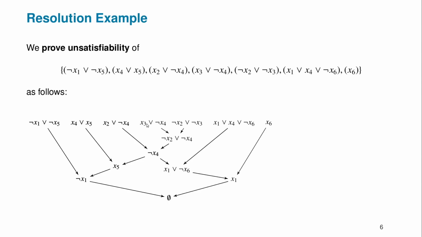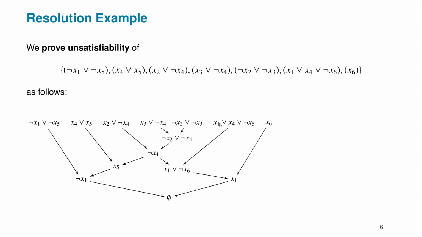So here we could start, for example, with the clause x3 or not x4, and the clause not x2, not x3, and with this we can use x3 as a pivot and derive not x2, not x4. Yeah, this we can derive with this clause, which comes from the formula. We can derive not x4. This not x4 we can use to derive x5. X5 we can use to derive not x1. So we already have a lot of clauses of size 1 that are useful.